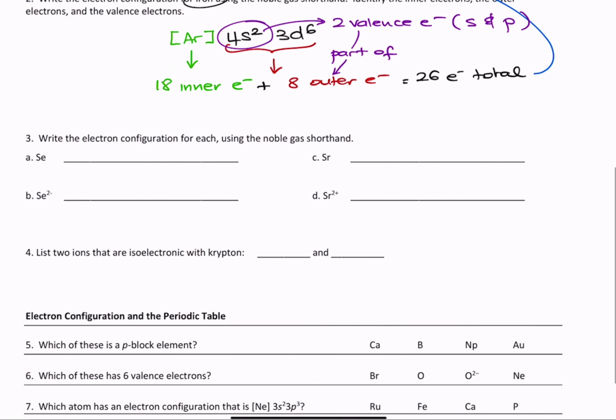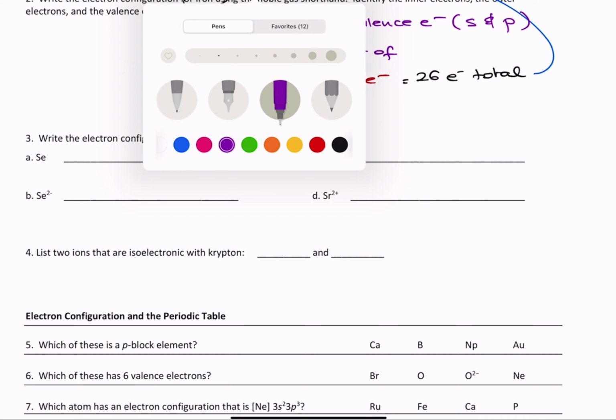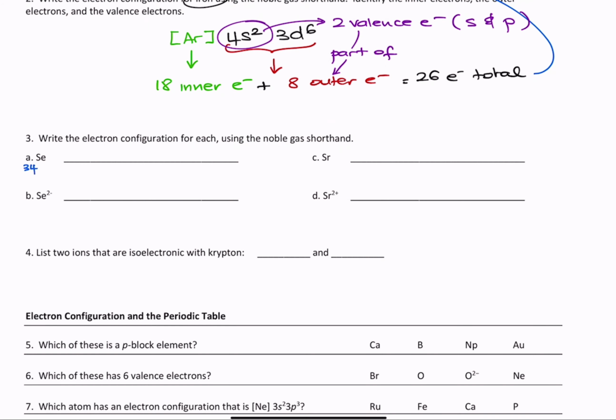Problem 3. Write the electron configuration for each using the noble gas shorthand. So we can first do selenium, atomic number of 34, neutral, so we have to place 34 electrons. Noble gas shorthand will be argon, 4s2, 3d10, 4p4. The second configuration we have to write is strontium with an atomic number of 38. Noble gas shorthand, krypton, 5s2.